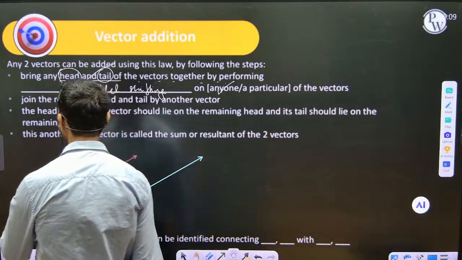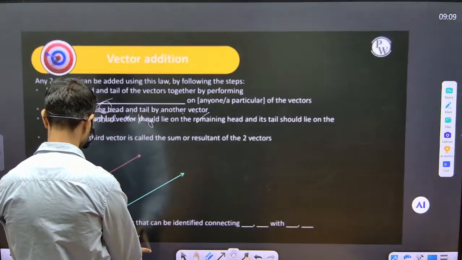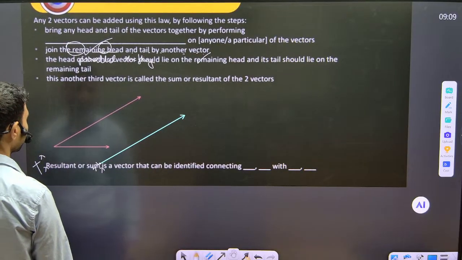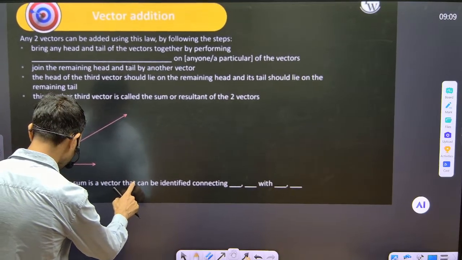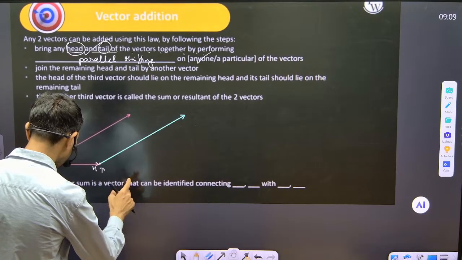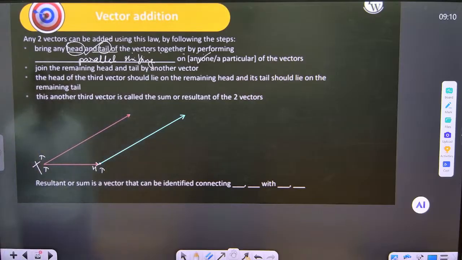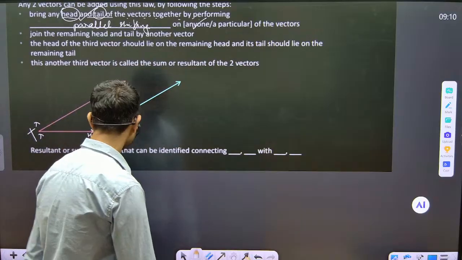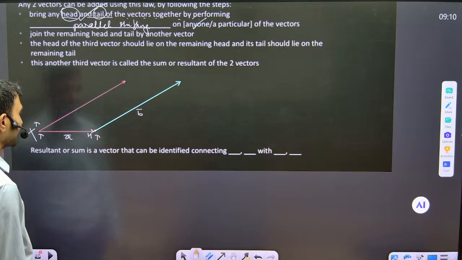Let's name them. Call it vector A, call it vector B, right?